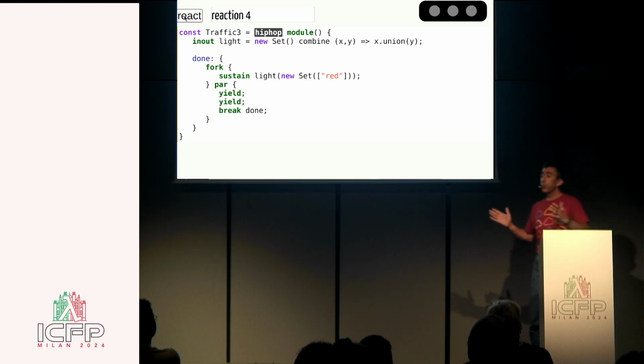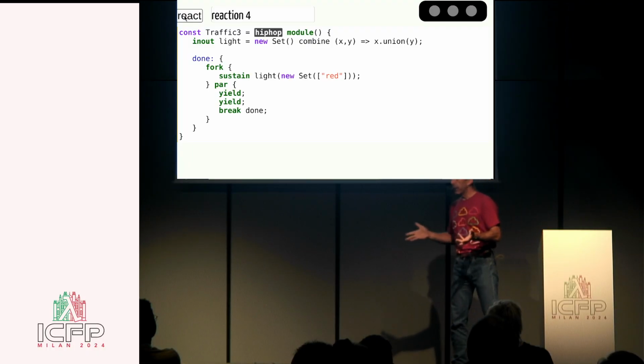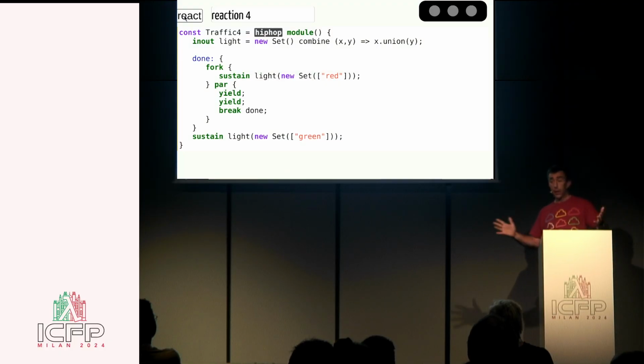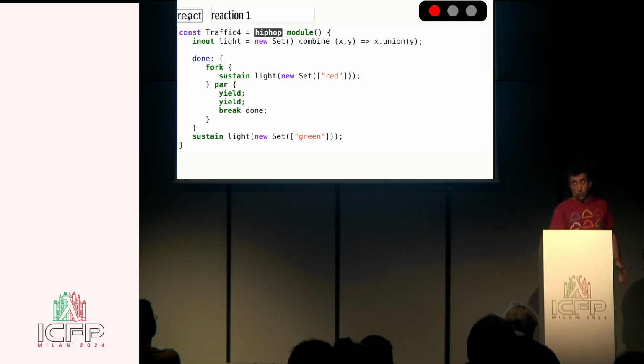At some point, after red, we would like our traffic light to be green. So let's do that. Let's modify the program for having a green light. OK, pretty simple. In sequence, when we are done with red, we sustain green. Let me run my program. I have red, red, oops, red and green.